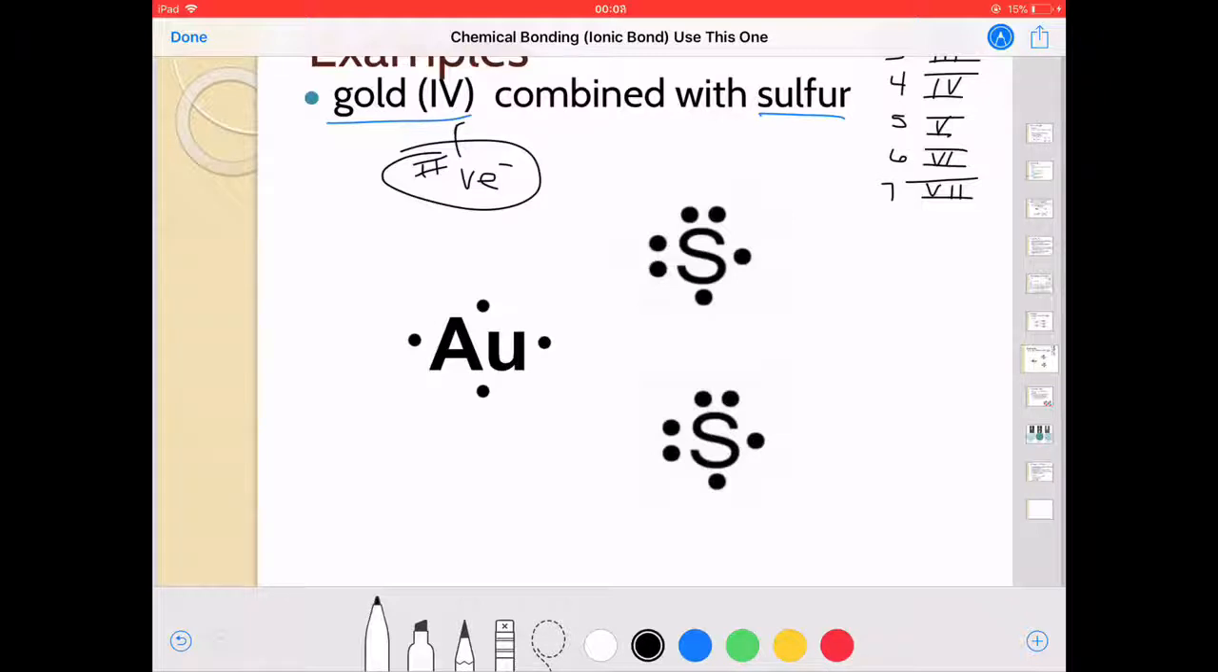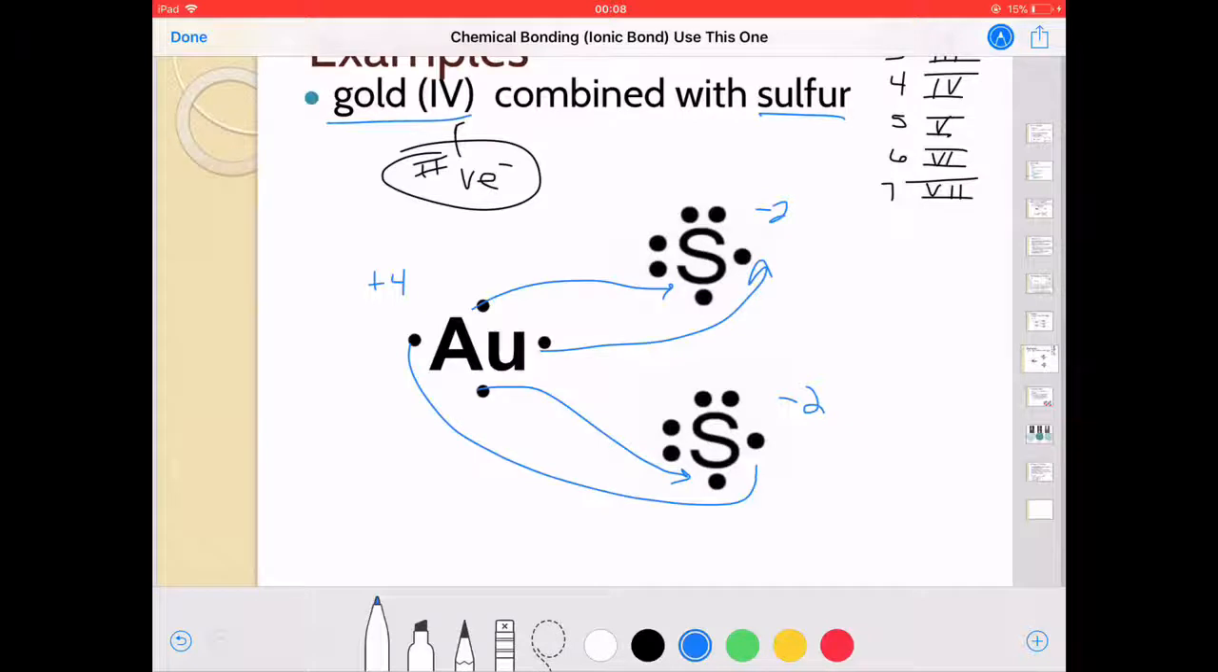Gold has less, so it's actually going to become the positive ion. It's going to lose its electrons. Where sulfur has more valence electrons, it's going to be negative. It would rather gain 2 more electrons than to have to lose all 6. So we are going to draw our arrows so you can see the bonds being formed or the electrons transferring. Again, make sure you use actual arrows, not just lines, so you can show the transfer.